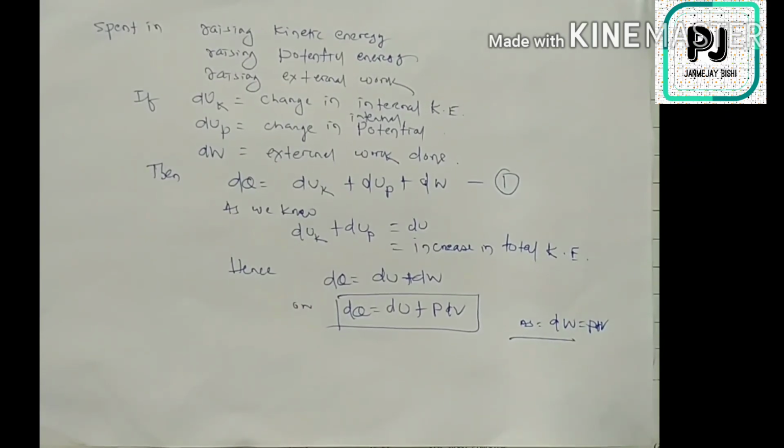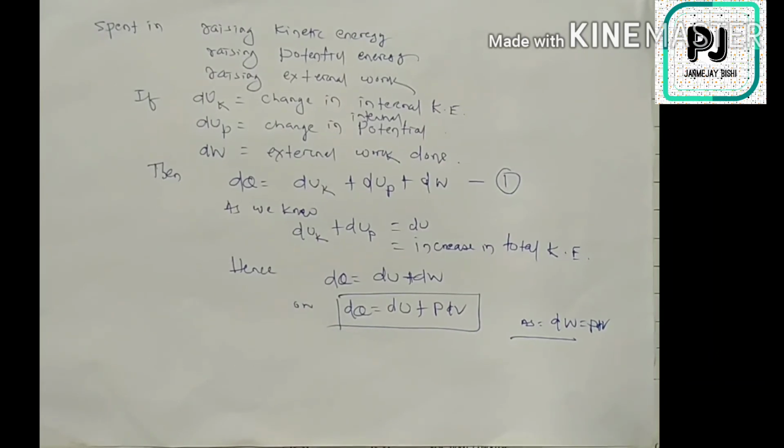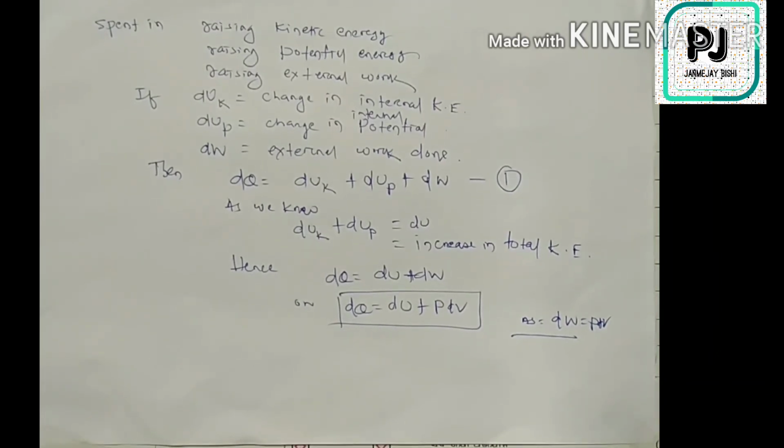So this is the first and the second form of the first law of thermodynamics, that is dQ is dU plus PdV. This is the actual mathematical form. So this is the completion of the first law of thermodynamics.